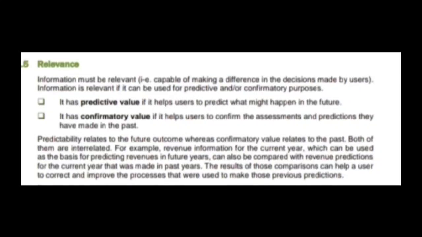So if the users have the past financial statements or past reports of the company, they can confirm whether what the company is saying for the current year is possible to achieve. So it can help the users to confirm, having seen the past reports. The example below says the same: the revenue of the current year can help the users to predict the future development of the company, and the past year can confirm what the company can earn in the current year. So this is what relevance is all about.